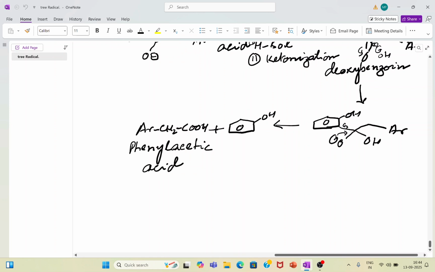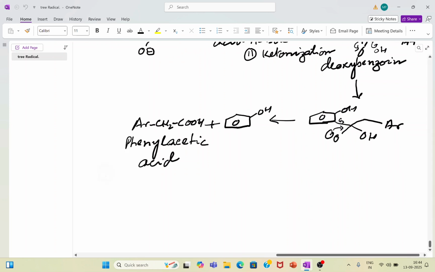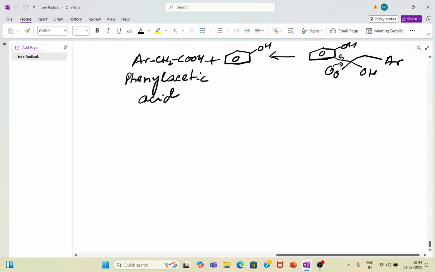The next part is your synthesis. And for the synthesis, each class of the flavonoids has different methods. According to the substitution, according to the nature of the nucleus, you have to decide which route is suitable again.